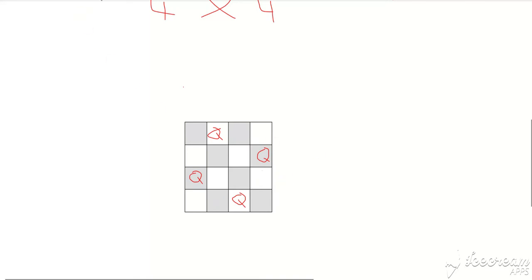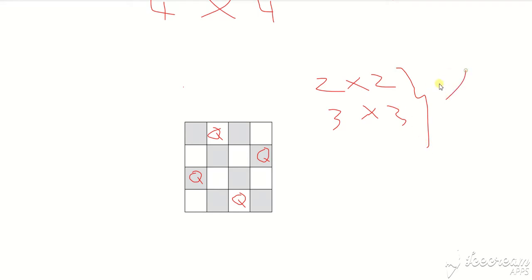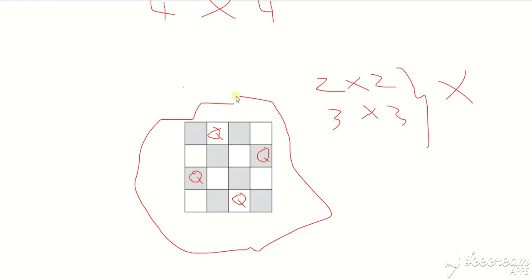This applies for the remaining sets like 5 cross 5, 6 cross 6, and so on. You can do the same backtracking method and place the queens in the correct order. But this does not apply for 2 cross 2 and 3 cross 3. These boxes will not give a solution. They do not have a solution. So using this method we can solve this problem.